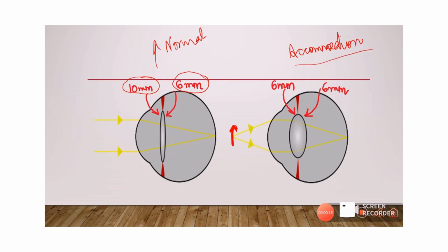So as the lens becomes more convex, the radius of curvature will now change from 10 millimeters to about 6 millimeters. However, it is only the anterior surface of the lens which will undergo change in the radius of curvature, and the posterior curvature will remain the same, that is 6 millimeters, in the normal unaccommodated state, and even in the accommodated state the posterior surface of the lens will remain the same.